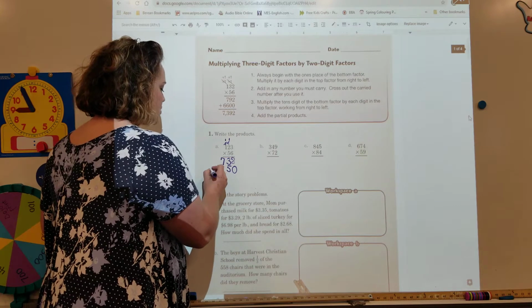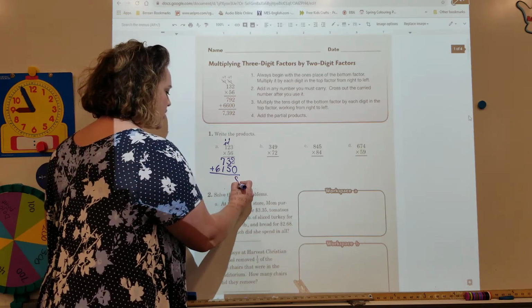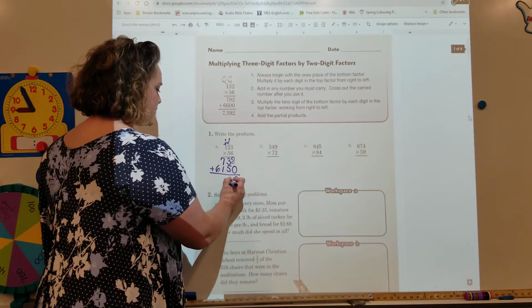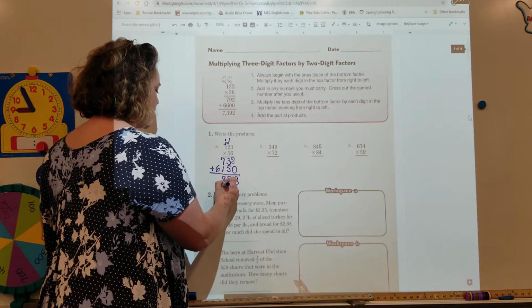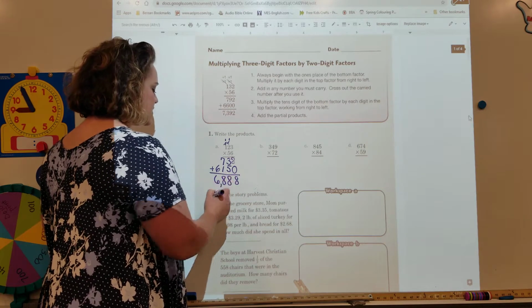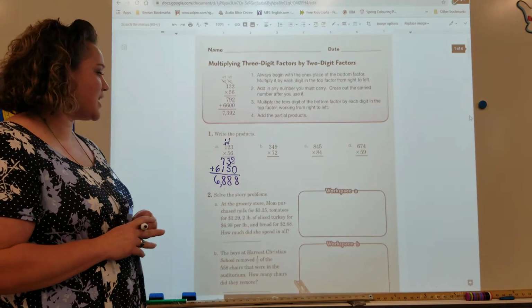Now I need to add those partial products together. 8 plus 0 is 8. 3 plus 5 is 8. 7 plus 1 is 8. There's nothing to add to the 6, so my final answer is 6,888.